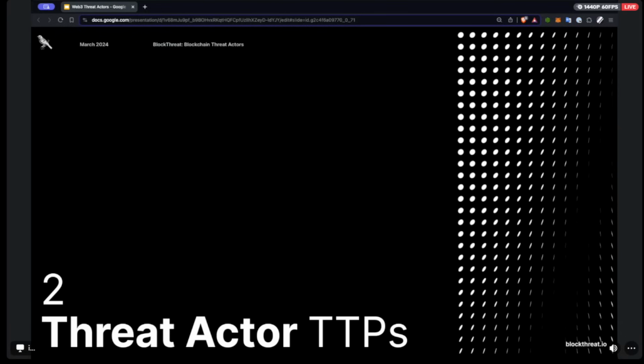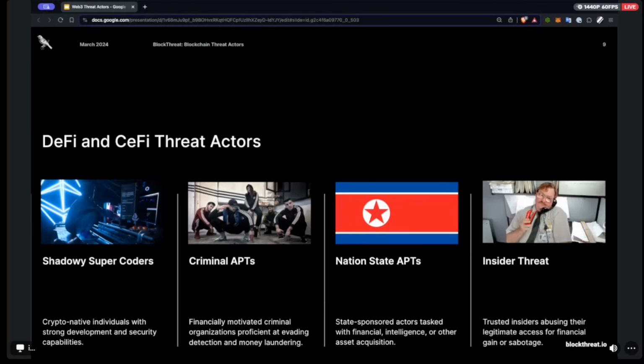Okay, so let's talk about who the actual threat actors are. Who are these folks? Well, they classify them in roughly 4 categories. The first one is probably who we think of the most when we think of who's attacking DeFi projects: the shadowy super killers, as they call them.